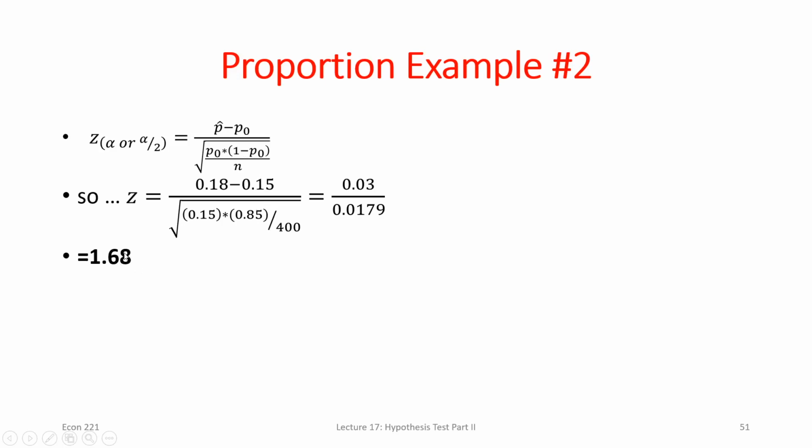So I get this test statistic of 1.68. So we've got these three critical values and my test statistic. So what do we do? Well, I plot.